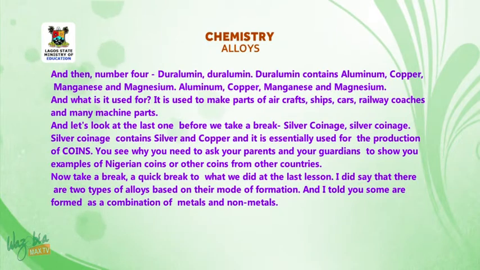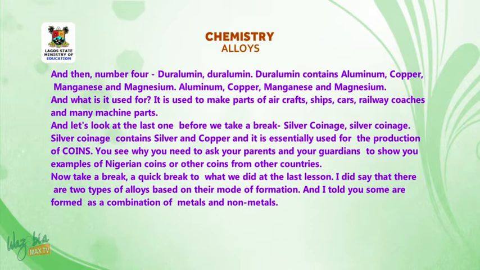And then number four, duralumin. Duralumin contains aluminum, copper, manganese, and magnesium. And what is it used for? It's used to make parts of aircrafts, ships, cars, railway coaches, and many machine parts.